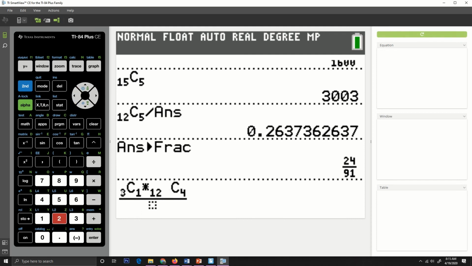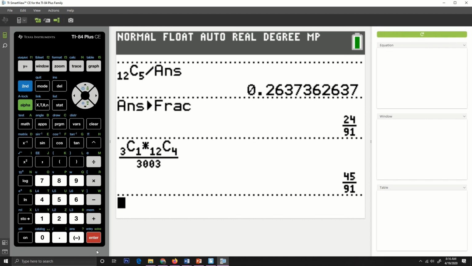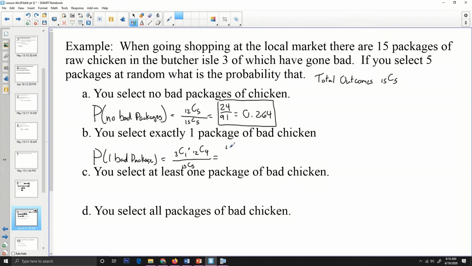All right, so let's review. There are 3 bad packages of which we're choosing 1, and then there are 12 good packages which we're choosing 4. So we get our total 5 packages, and then we're going to divide by, I'm just going to type in that number again since it's still kind of small, 3003, because that's what we calculated up here. And I get 45 out of 91. All right, 45 out of 91.